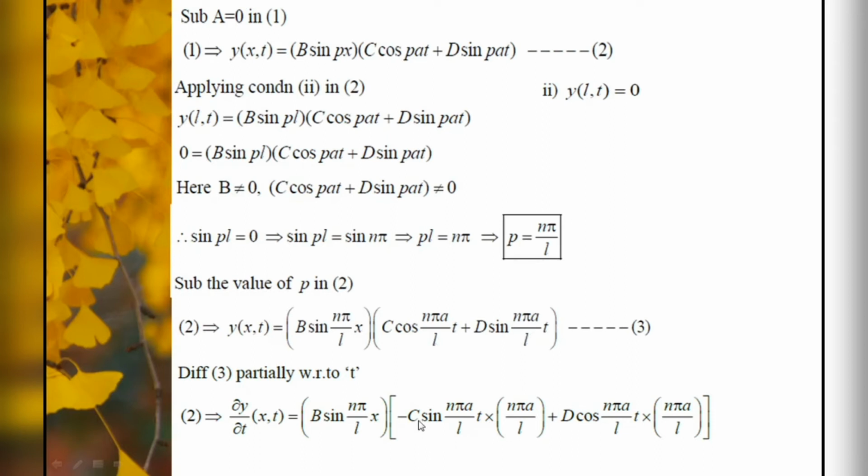And we have to differentiate these terms with respect to t partially. Therefore, minus c into differentiation of cos, which is minus sin n pi at by L, into n pi a by L. Similarly, differentiate this. So, we will get plus d into cos n pi at by L into n pi a by L. Okay. So, in this, we know the third condition, dou y by dou t of x comma 0 equal to 0. If we substitute t equal to 0 in the above equation, then in the place of dou y by dou t of x comma 0, we have to put 0.